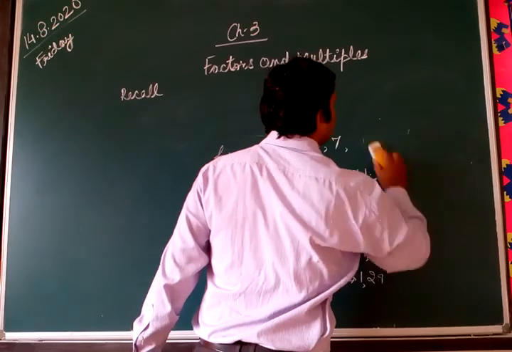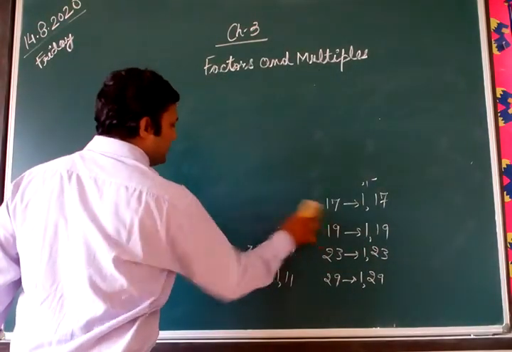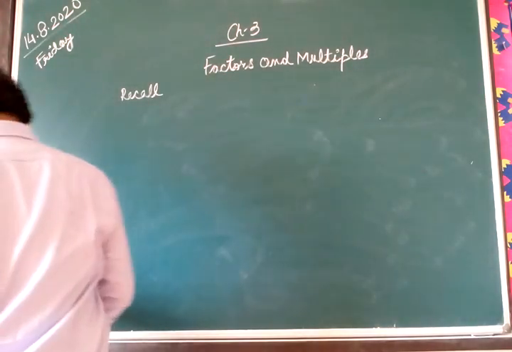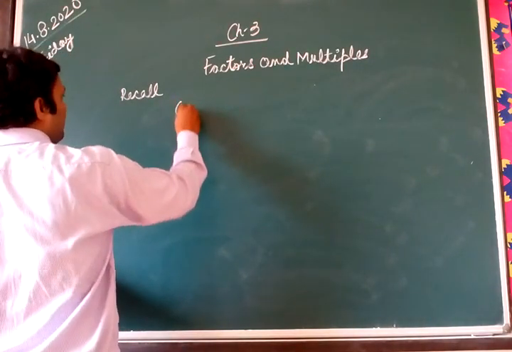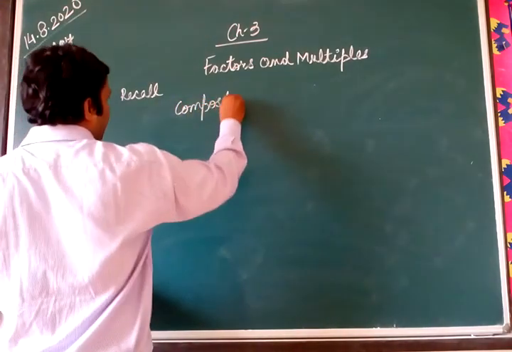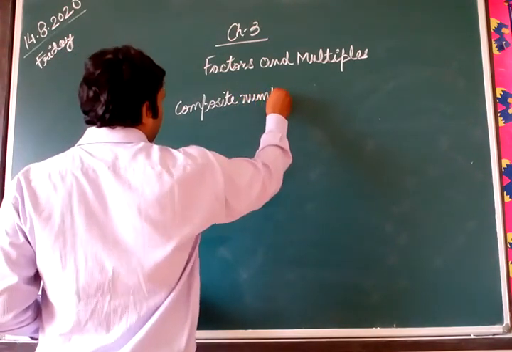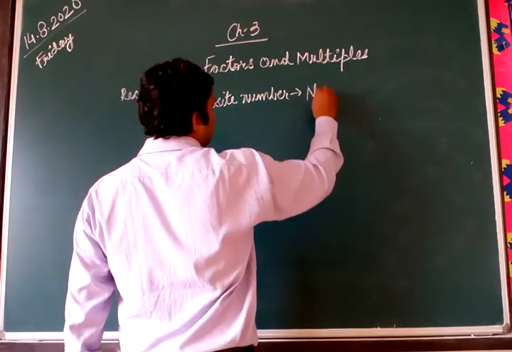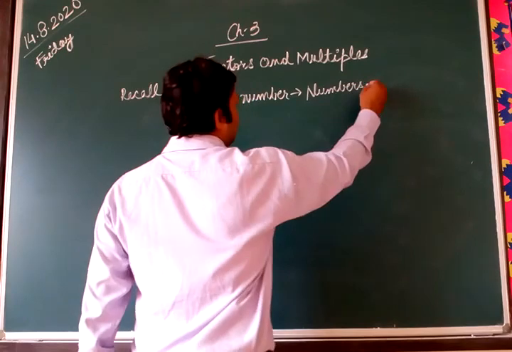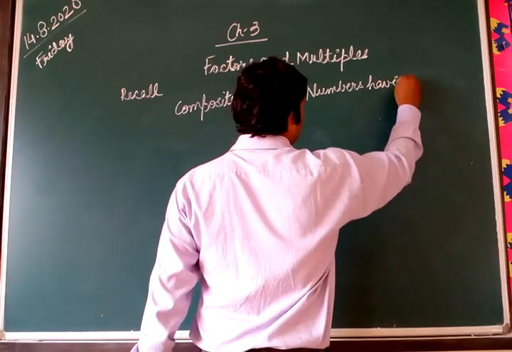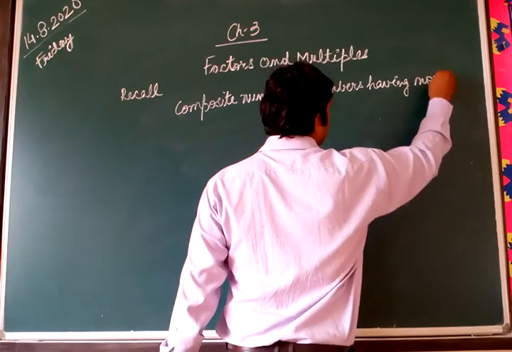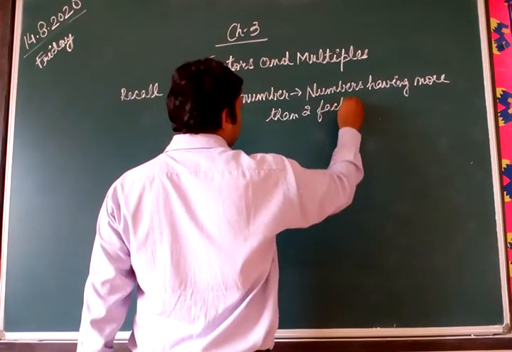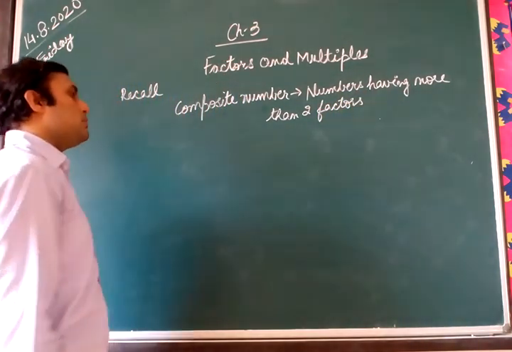Next we will talk about the composite number. A composite number has more than two factors. Composite numbers are numbers having more than two factors.